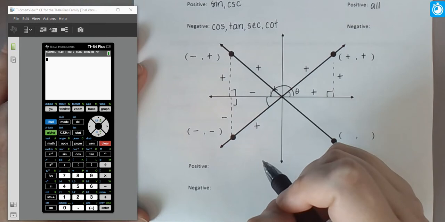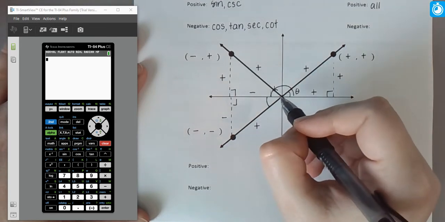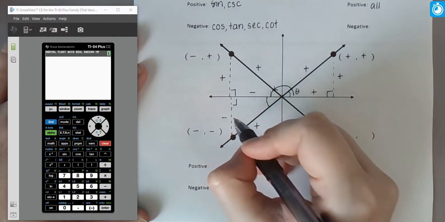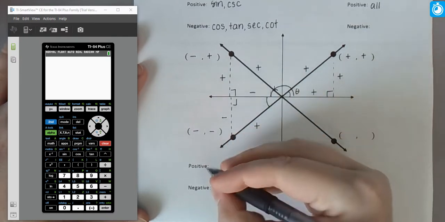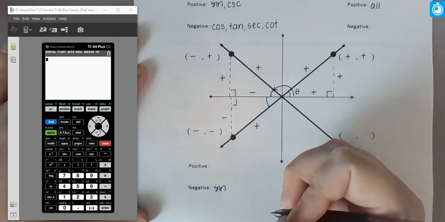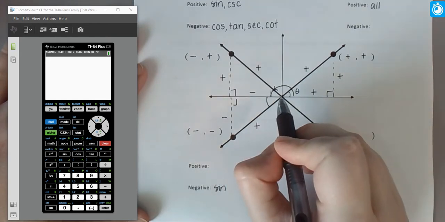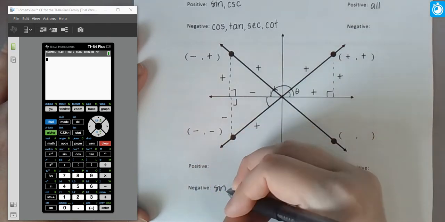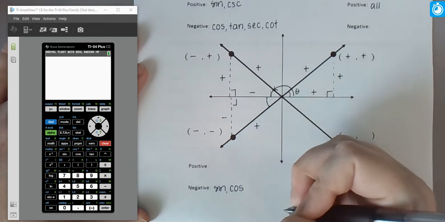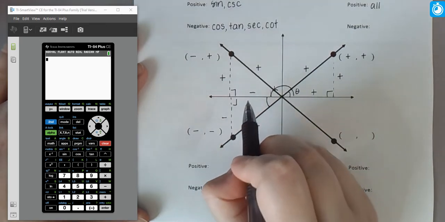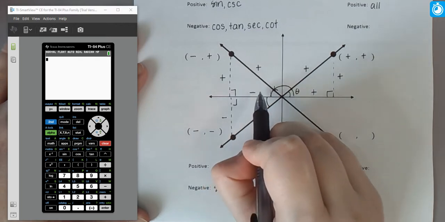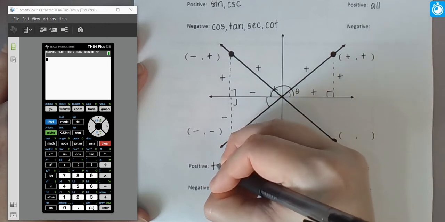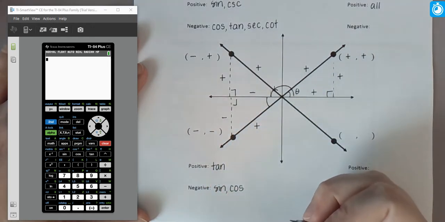So what's going to happen to our ratios in this quadrant? Well, what about the sine? Sine's going to be opposite over hypotenuse, which is going to be a negative over a positive, which will be a negative result. So sine will be negative. Cosine is adjacent over hypotenuse, which will be a negative over a positive, which will also end up being negative. And then tangent is going to be opposite over adjacent, which is negative over negative. Well, dividing a negative by another negative results in a positive output. So tangent will be positive in that quadrant.